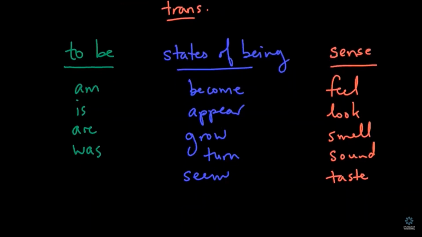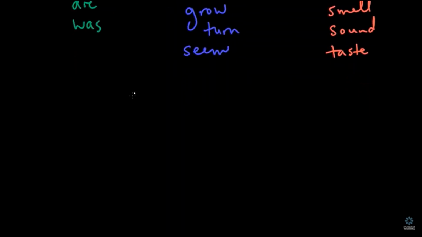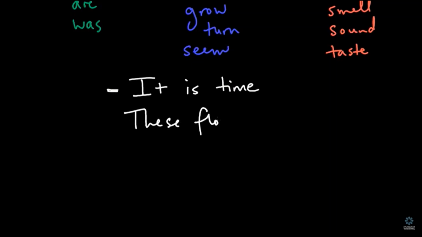Let's look at a few more examples and see how this works in practice. So let's write it is time. There's our first example, and then we'll add one more here. And we're going to write these flowers smell great. Okay, we've got two sentences here. You can see what the linking verbs are. So we have is and we have smell.